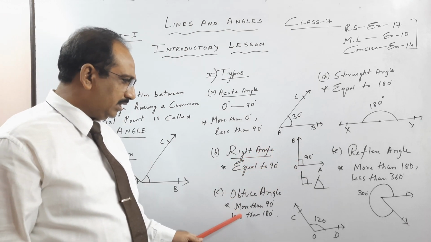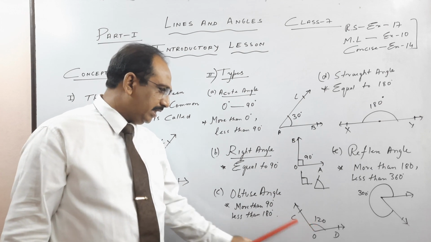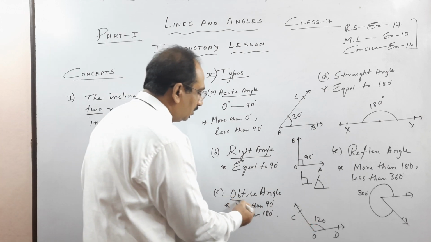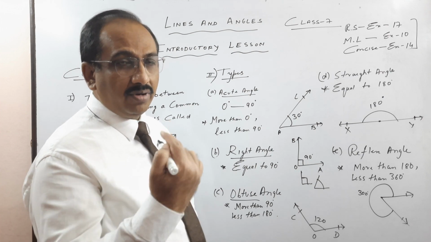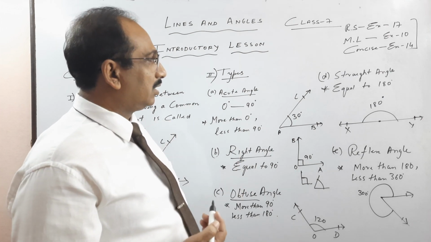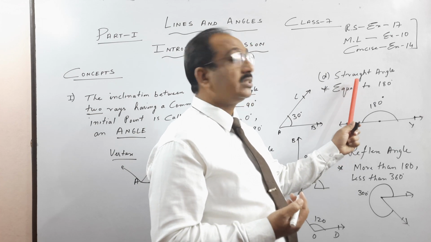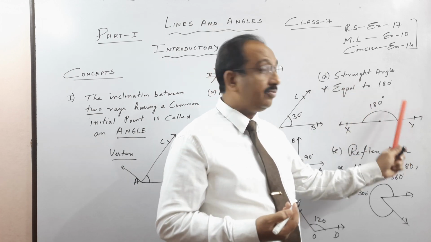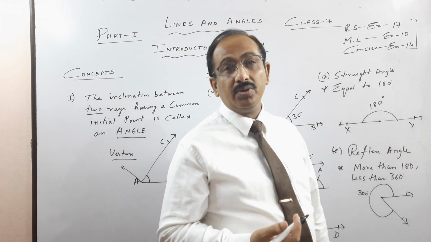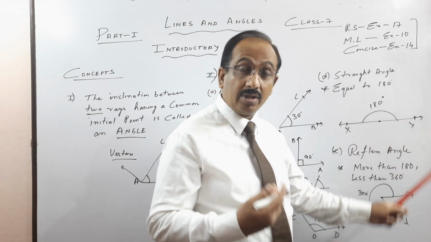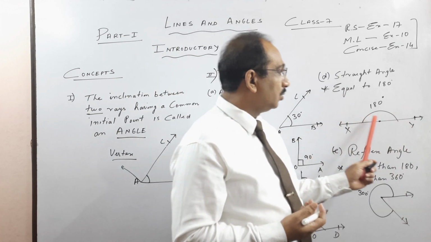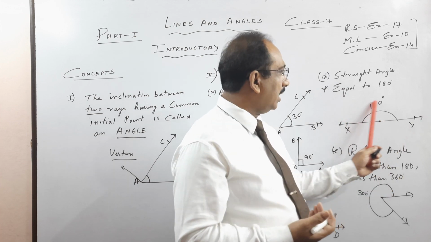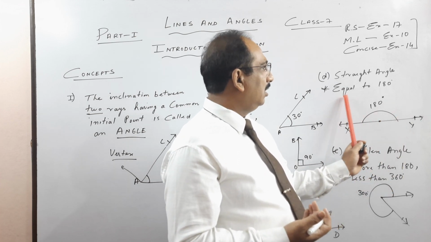When it is more than 90 degree but less than 180, it is called an obtuse angle. We will see obtuse angle triangles, where one angle of the triangle is an obtuse angle. This is very important, children. Next is the straight angle, or straight line angle, we call it. Another concept I'll give you today is called linear pair also. We call two angles a linear pair when their sum is 180 degree. So the straight line angle total is 180 degree.